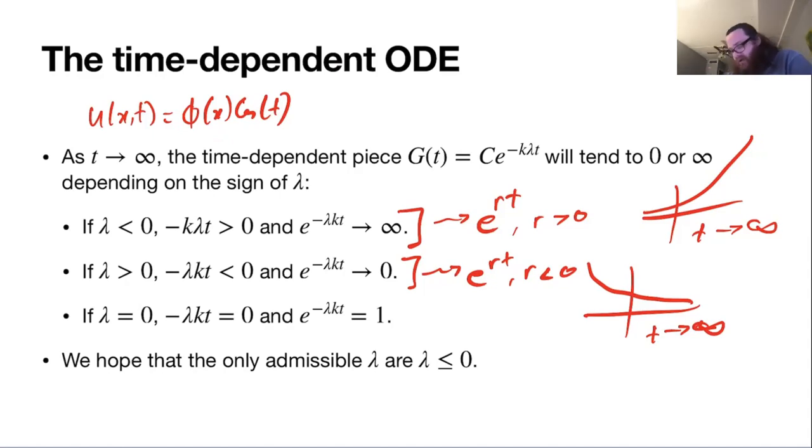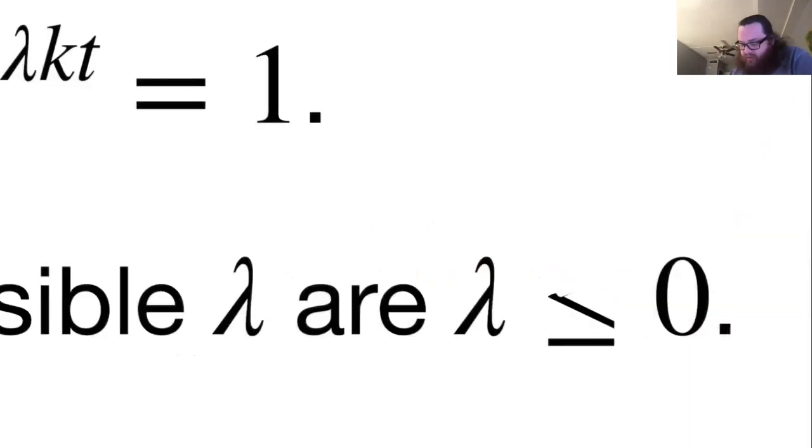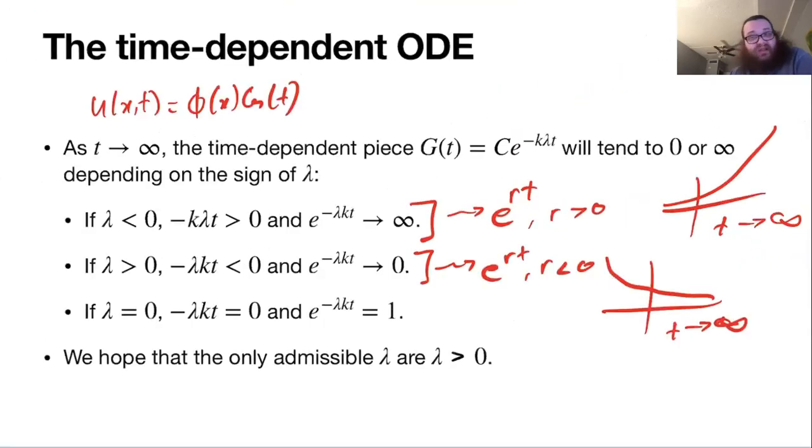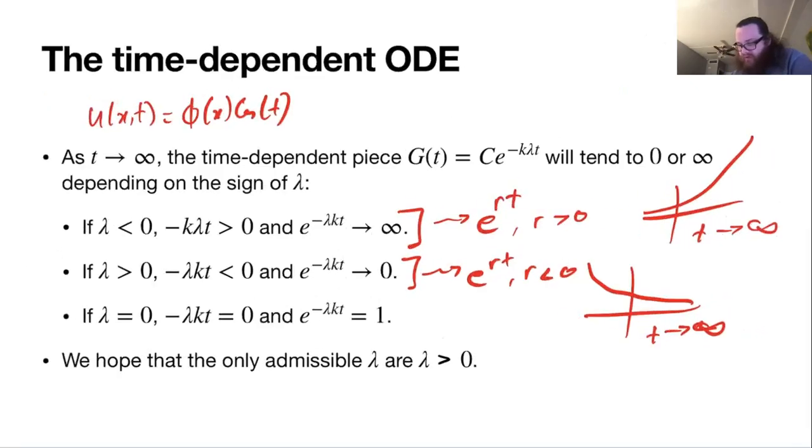But yeah, so anyways, takeaway here is this is probably what we expect to happen, and we'll actually see that this is what happens later on. And so I should clarify, this bit right here should actually read, we hope that the only admissible lambda are lambda positive. I guess technically lambda equals 0 doesn't give us any physical issues, but this is what we're going to be aiming for, lambda positive.